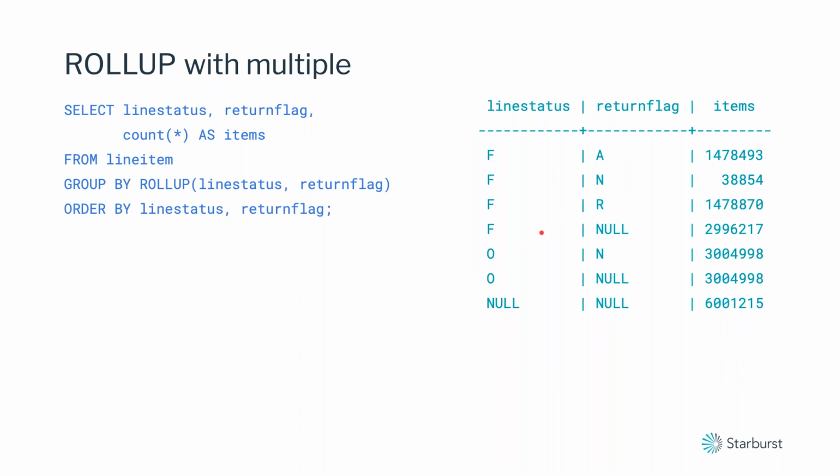What we didn't get was a roll-up of how many things matched, or for each return flag, we didn't say what's the total of all the Ns across all line statuses. We only got it the other direction, what's the total of all the Fs across all return flags. And that's because we did the roll-up in this order. We did it in line status, return flag, which says do the roll-up from left to right.